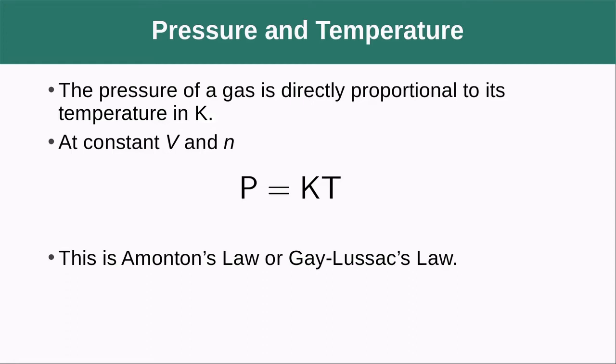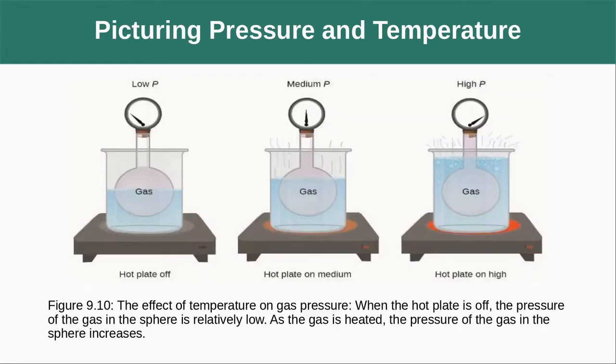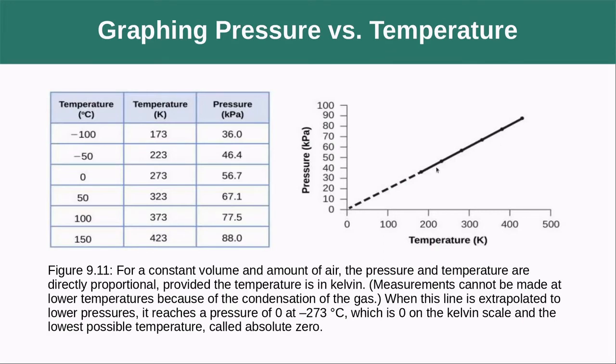This is known as Amontons's law or Gay-Lussac's law. And we can picture what that means here. When we cool down the gas, it's going to have a low pressure. We heat it a little bit, it gets to a higher pressure. And when it's very, very hot, you're going to have an even higher pressure. So as we increase the temperature, we also increase the pressure. If we graph that out, we're going to see a straight line, a linear relationship between pressure and temperature.